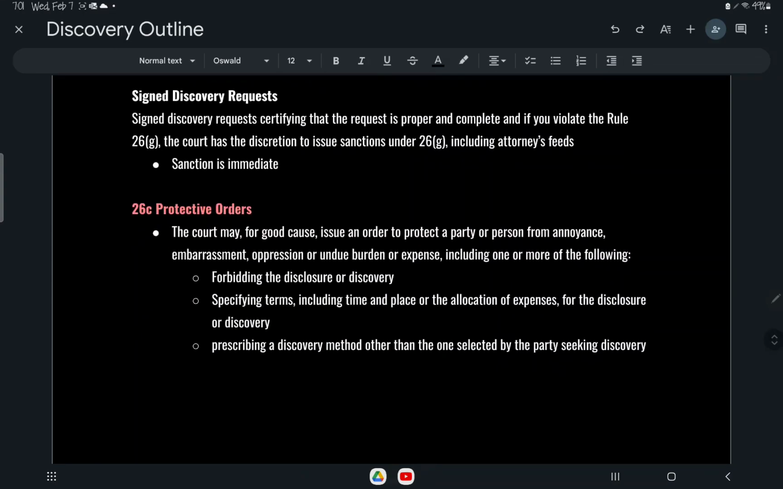Signed discovery requests certify that the request is proper and complete. If you violate Rule 26G, the court has the discretion to issue sanctions under 26G, including attorney's fees. This sanction is immediate.